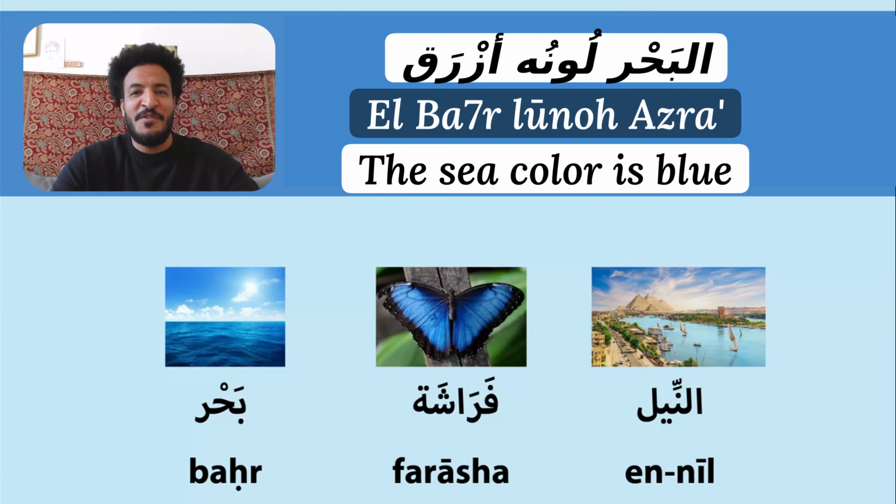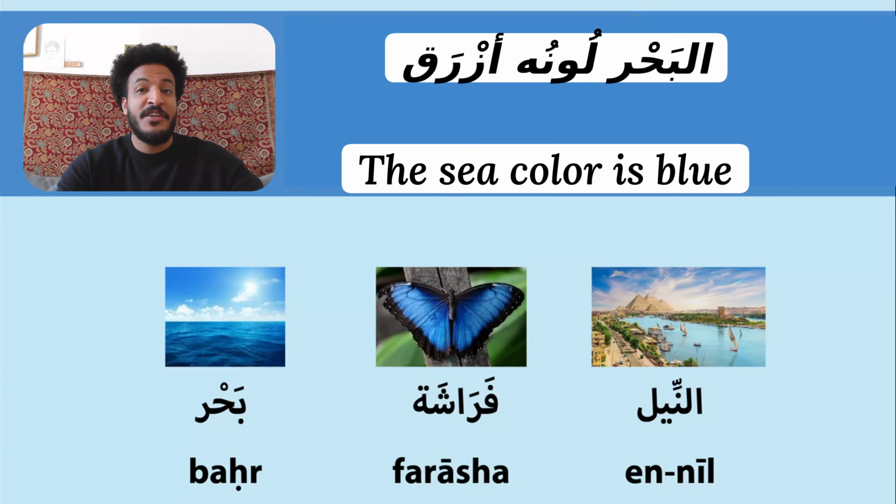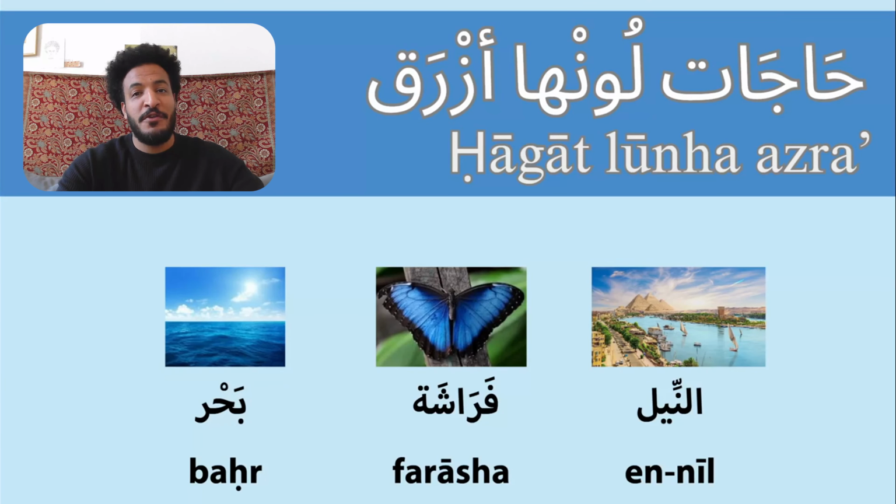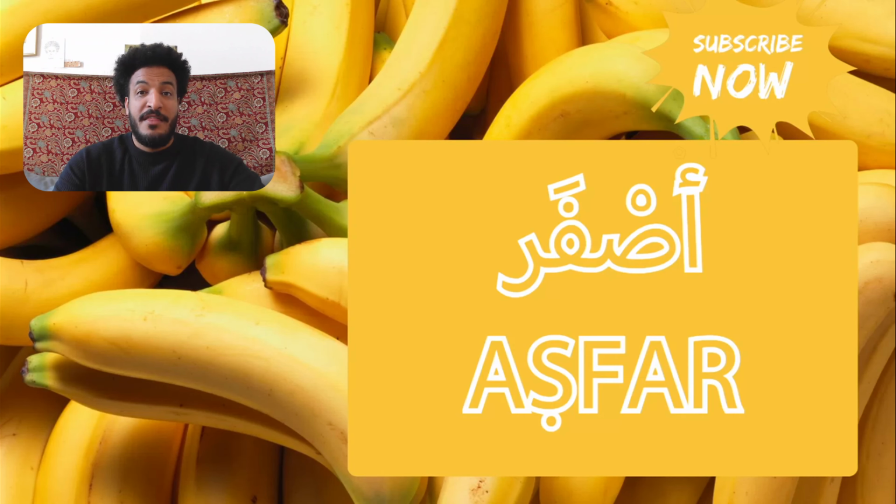To say the sea color is blue, you say البحر لونه أزرق. Let's make a funny sentence. Let's say the Red Sea's color is blue. البحر الأحمر لونه أزرق. Okay? Let me know in the comment section if you visited the Red Sea and how was it for you. The next color we have here is the color أصفر.